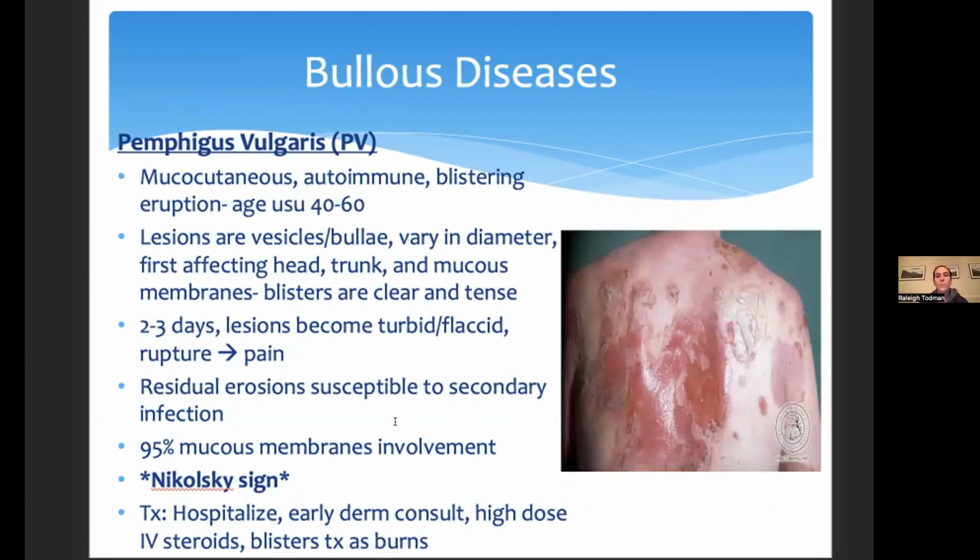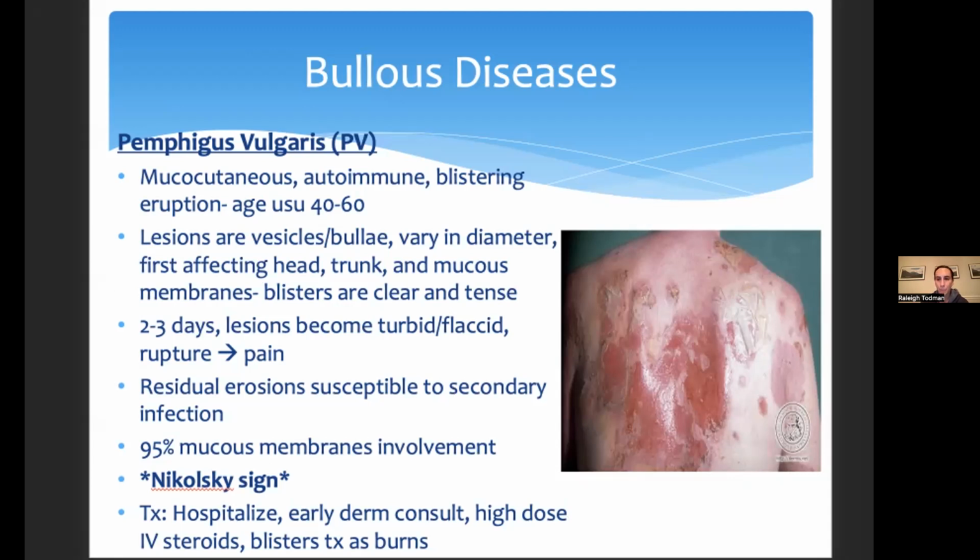This is a mucocutaneous autoimmune blistering eruption, happens between ages 40 to 60. Lesions are vesicles and bullae, so that's just blisters of varying size, right? Start on the head and the trunk. They're clear, tense blisters, and they can often be bullae, big. After a few days, the lesions become turbid, so the liquid is less clear, and they become flaccid, and then they rupture, and that's when pain comes.